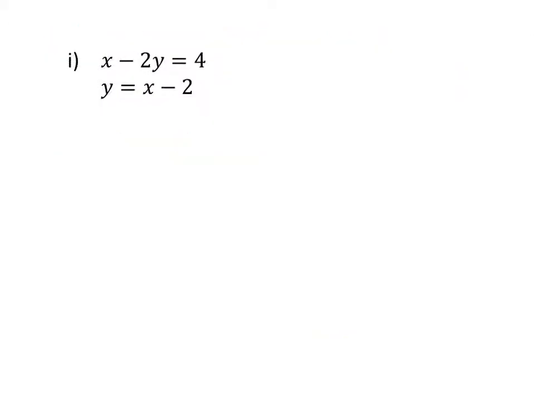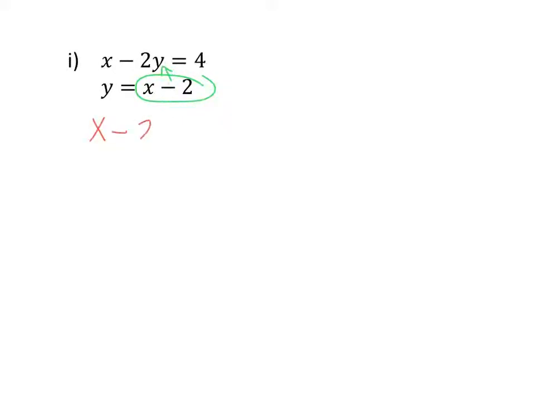Okay, let's look at I. X minus 2y equals 4, and y equals x minus 2. I have y by itself, so I'm just going to use substitution. Otherwise, I'd have to rearrange to use elimination. So let's use substitution. I already have y solved for itself, so I'm going to take that and plug it in for y in the first equation.